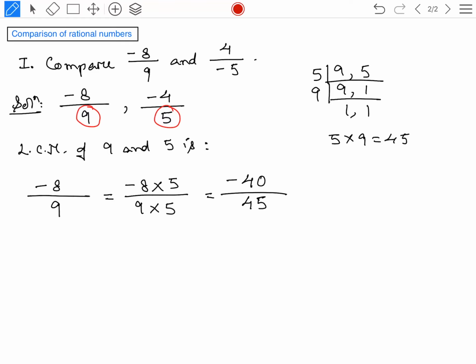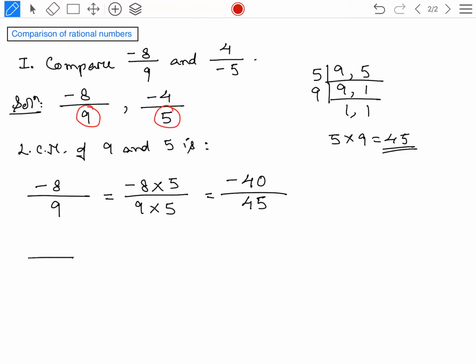Understood? So first one, minus 8 by 9. First what we have to do, we have to make the denominator common, and the common denominator will be 45 because it is the LCM of 9 and 5. Understood? So first step, we know that 9 5s are 45, so we need to multiply minus 8 by 5 because we are multiplying 9 by 5.